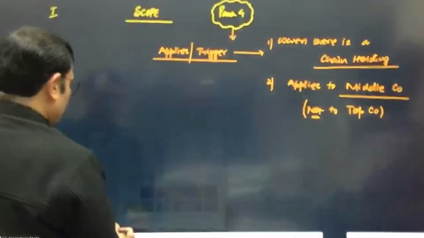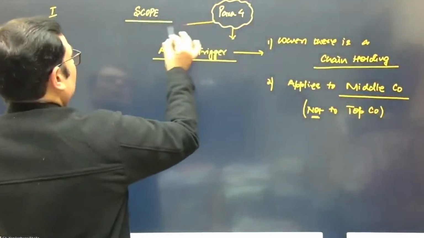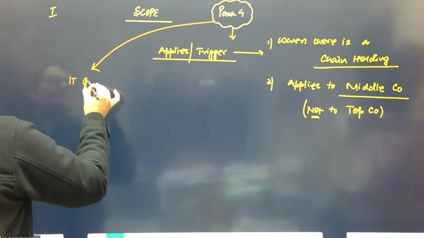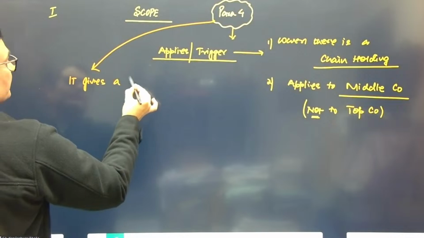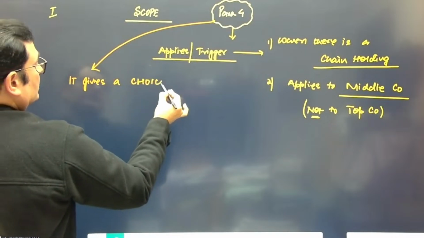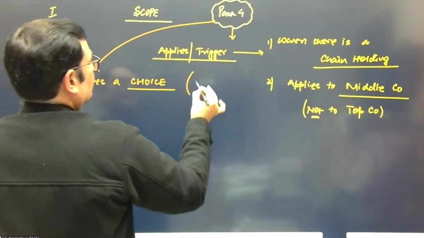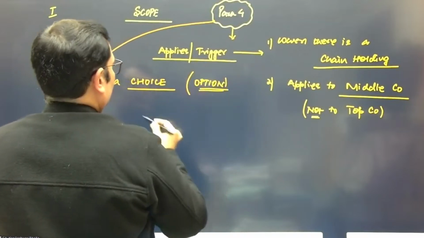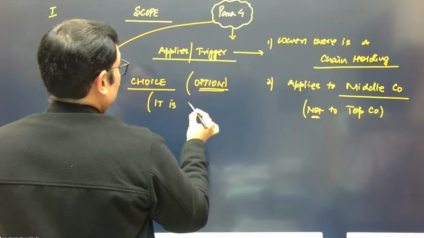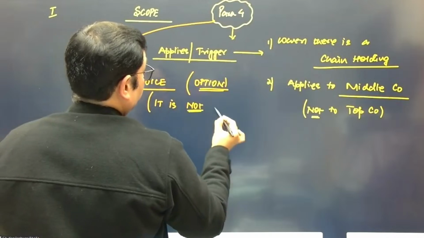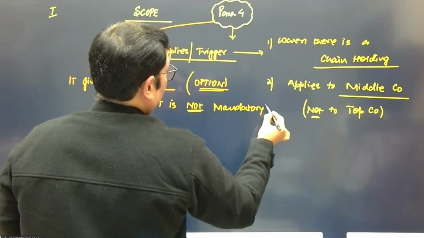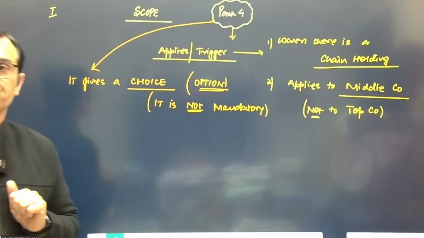The next input which you need to keep in mind is that para 4 gives a choice. It gives an option. It is not mandatory. So let me put it in the brackets: it is not mandatory in nature. It gives you a choice. It is not at all mandatory in nature.